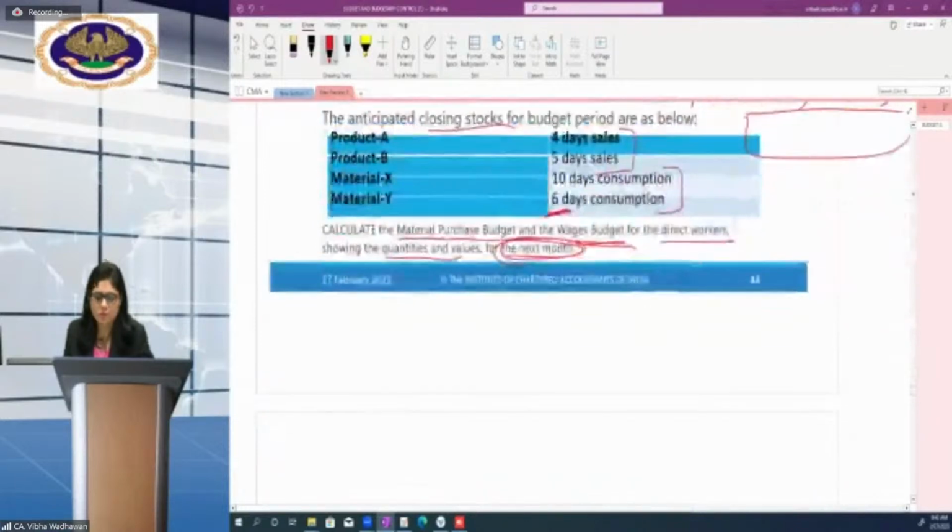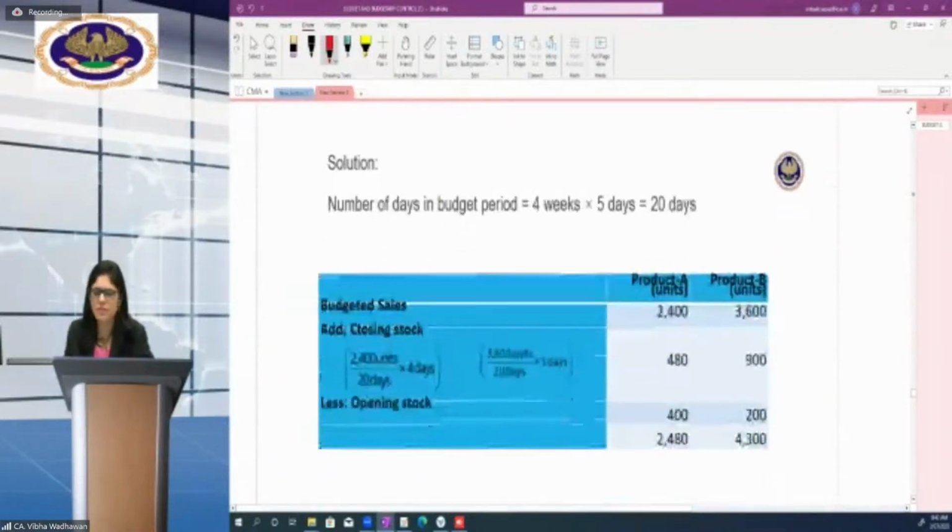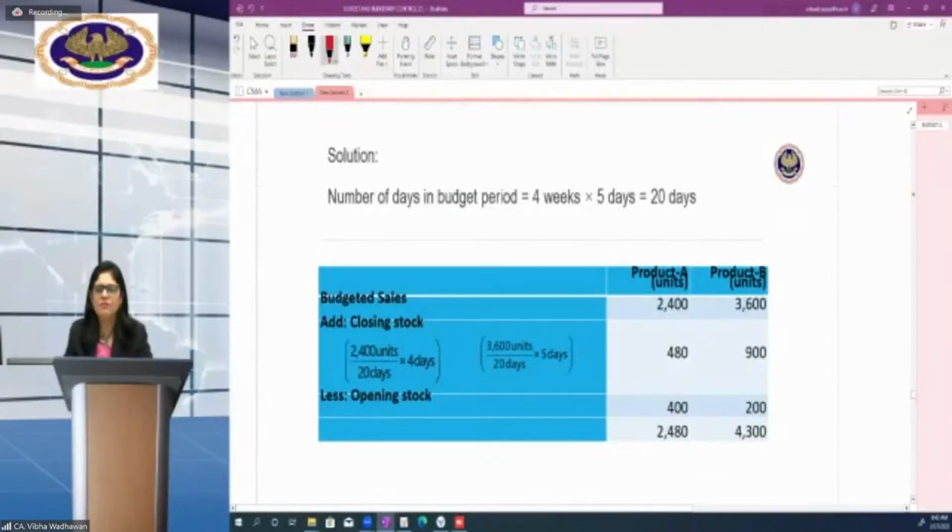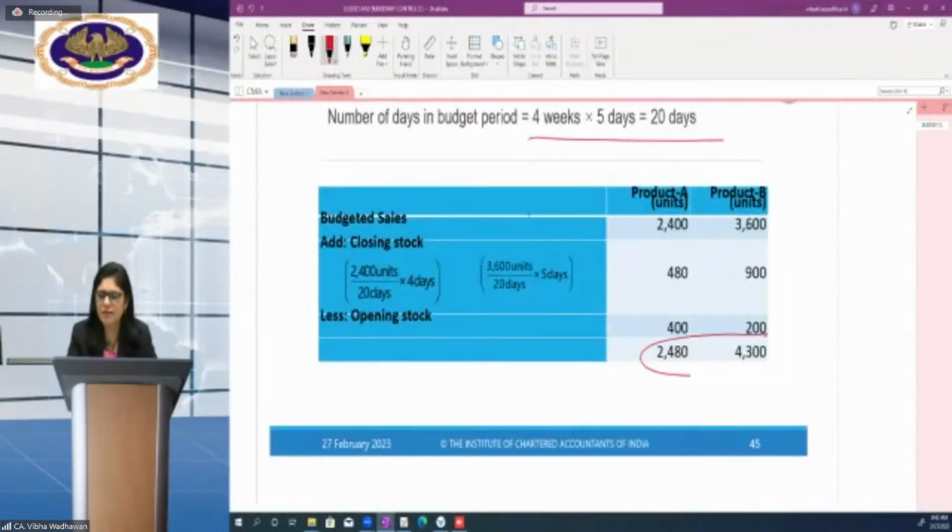Let me show you, it will save. Okay, so this is the solution we also have here. Number of days in the budget, 20 days. We have calculated the production units. We have calculated the production budget.